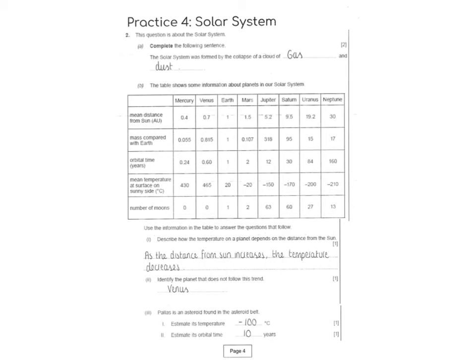Question 4, questions about the solar system. Complete the following sentence. The solar system is formed by the collapse of a cloud of gas and dust. The gas and dust could be either way round, it doesn't matter.